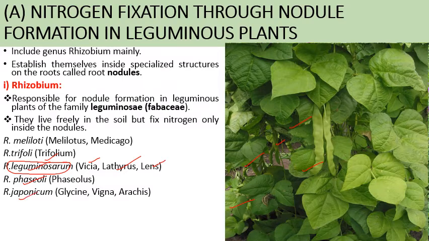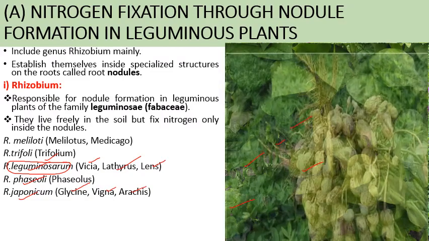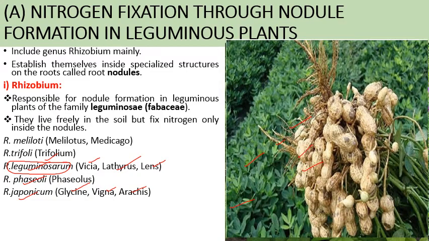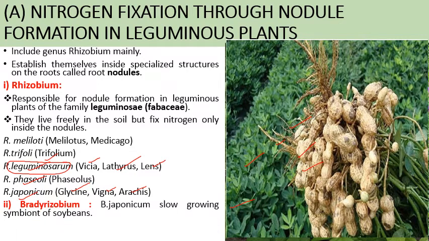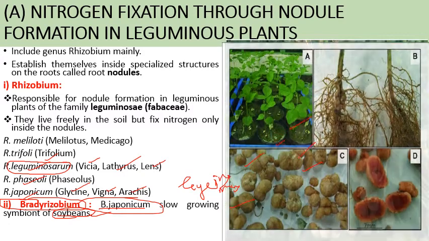Then we have Rhizobium japonicum, और ये association show करता है Glycine के साथ, Vigna के साथ, और Arachis hypogaea के साथ. So Arachis hypogaea is basically the groundnut. Then we have second class of bacteria, that is Bradyrhizobium. Bradyrhizobium japonicum is the most common bacteria, or rhizobium we can say, that forms association with the soybean or Glycine max, which is the botanical name of soybean. So Glycine max के साथ ये association show करता है.